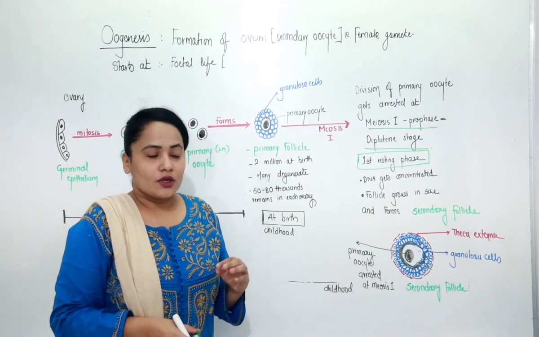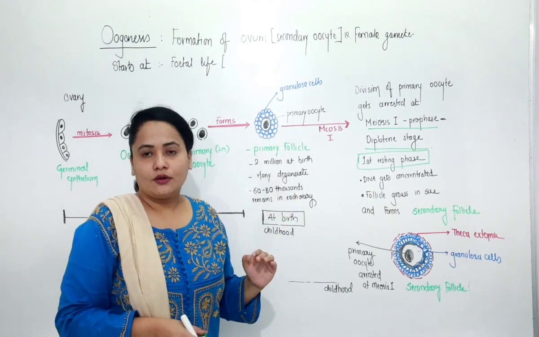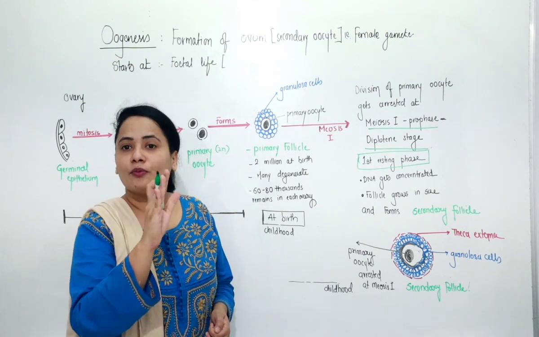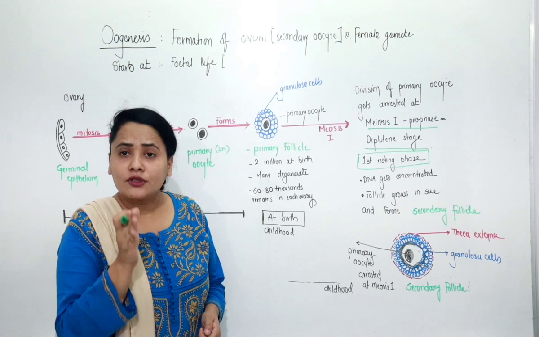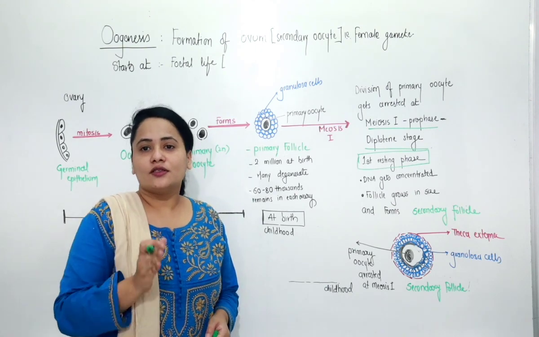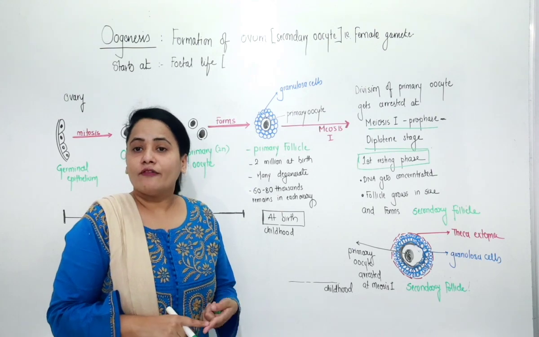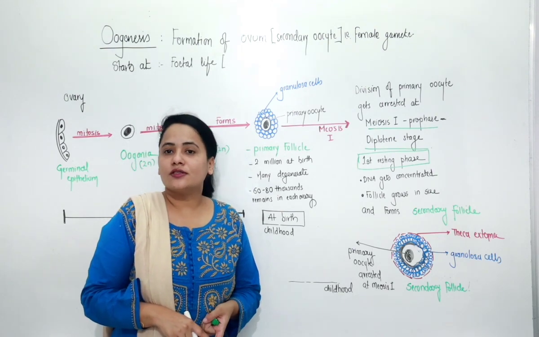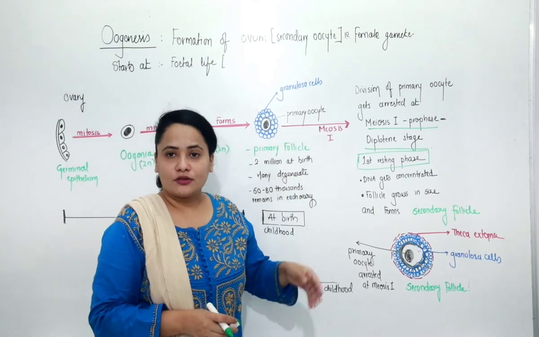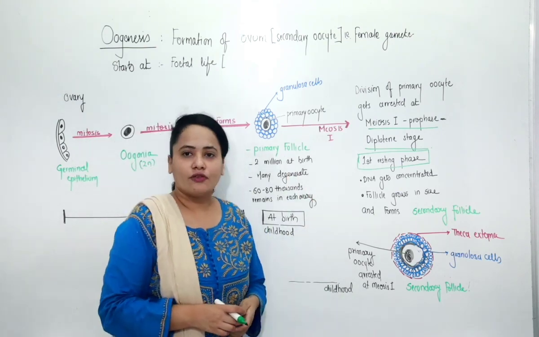So this is a frequently asked question in NEET or in boards, and it is an important point: at which first resting phase does the primary oocyte pause? In which stage does the primary oocyte get arrested? So you have to remember that it is meiosis 1, in that prophase, and in that diplotene stage. So this is the first resting phase.